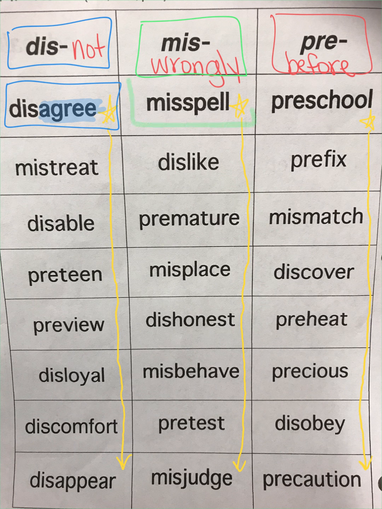Then you have misspell. Now this one's interesting because you have two S's here because the base word starts with an S and you're adding a prefix that has an S. Then you have preschool. Your base word is school. Pre is the prefix. Obviously this is before you go to real school. It's kind of like that pre-kindergarten class or pre-K.